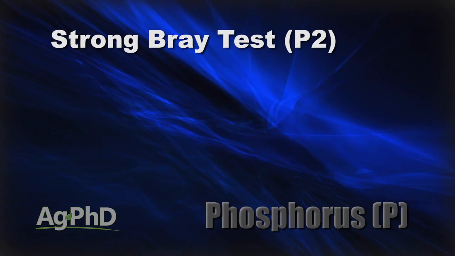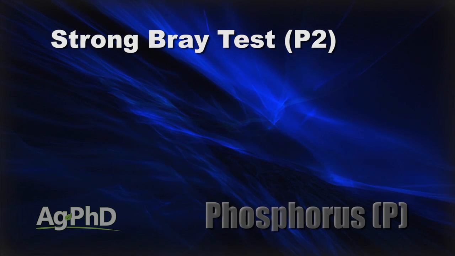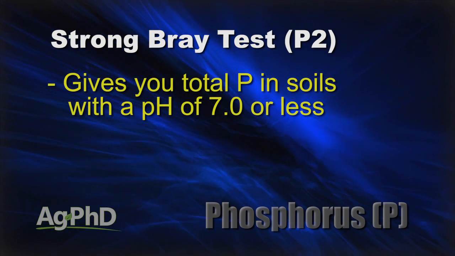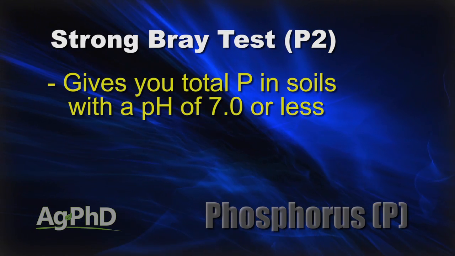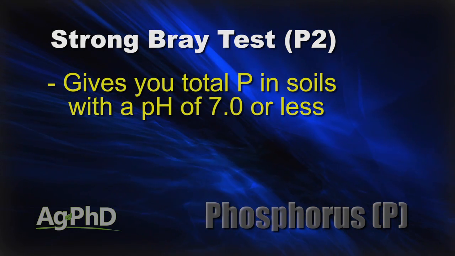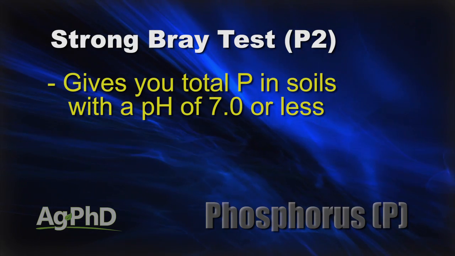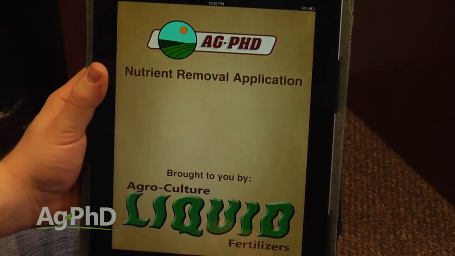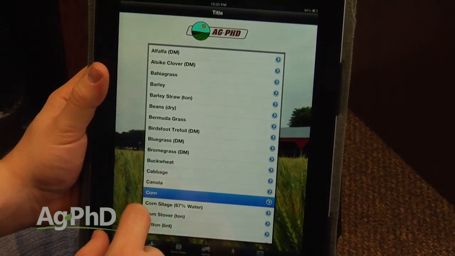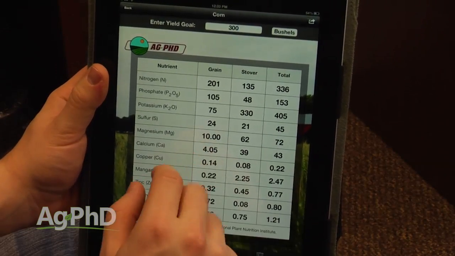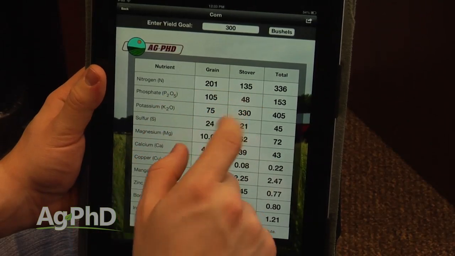The other test is the strong Bray or P2 test. In the lower pH soils, that'll tell you how much phosphorus is there in total in the soil. Not just what's available, but also what's in reserve. So you have a pretty good idea of the grand total amount of phosphorus. The Ag PhD Fertilizer Removal app is a free app you can download for your tablet or your smartphone, so you can look up your crop and what your yield goal is, and then figure out exactly how many pounds of phosphorus you're going to need throughout the season.